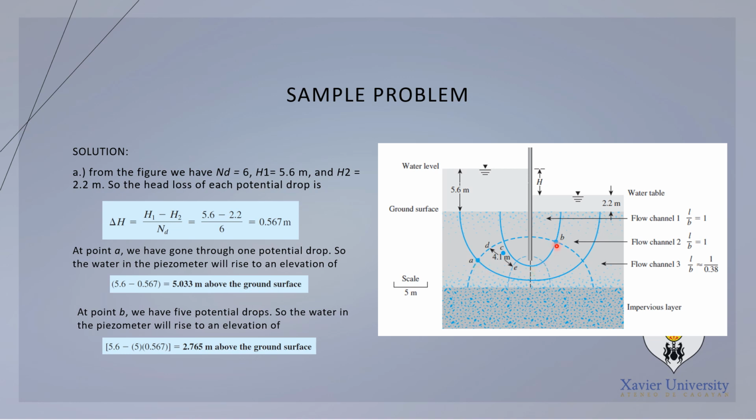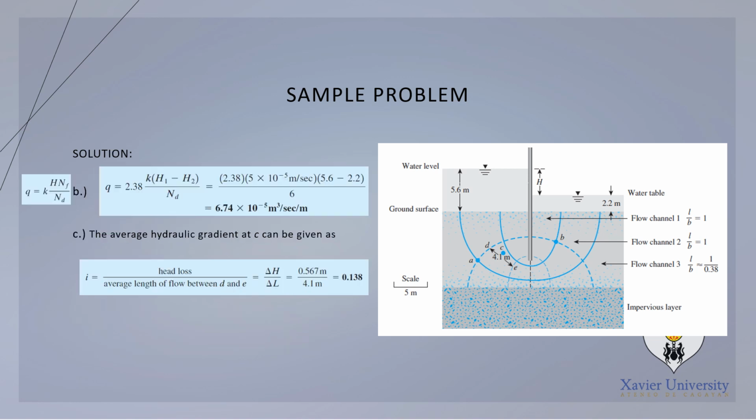So whereas our point B, if our water were flow from this point to this point, so 5.6 diri minus isa, duha, tulo, upat, lima. Lima ka potential drop yung agian. Meaning, lima pod ka 0.567 head loss ang iyang ma-experience. So, that's why, sa point B, the water in the piezometer will rise to an elevation of 5.6 minus 5 ka head loss, no? Kay 5 man ka potential drop yung agian, and that would be equal to 2.765 meters above the ground surface. So, anaon lang siya pagkuha, no?